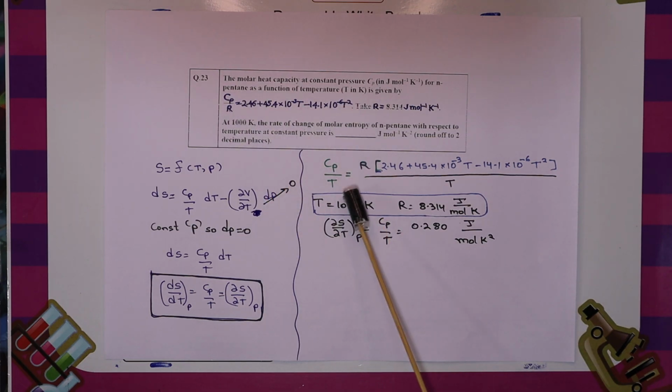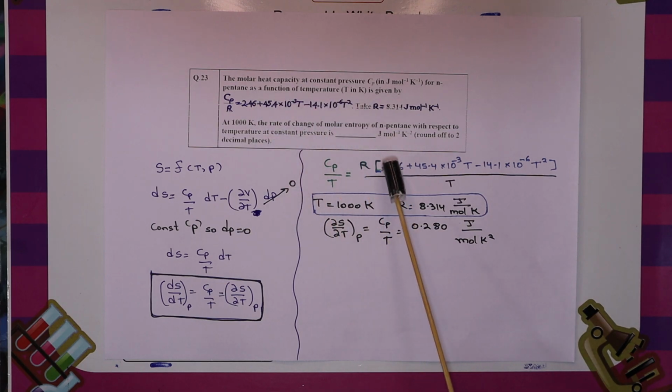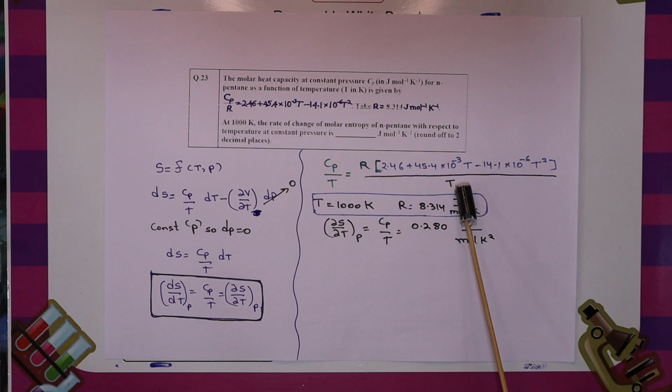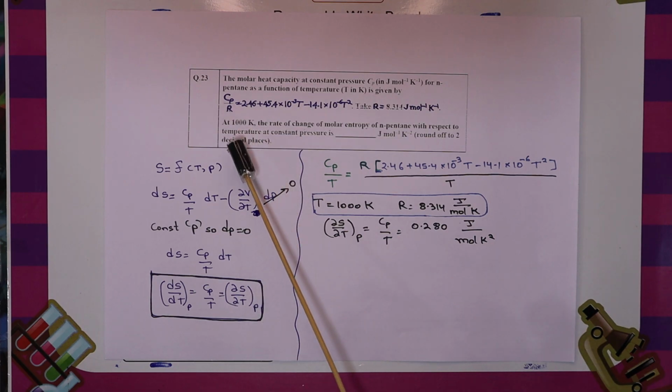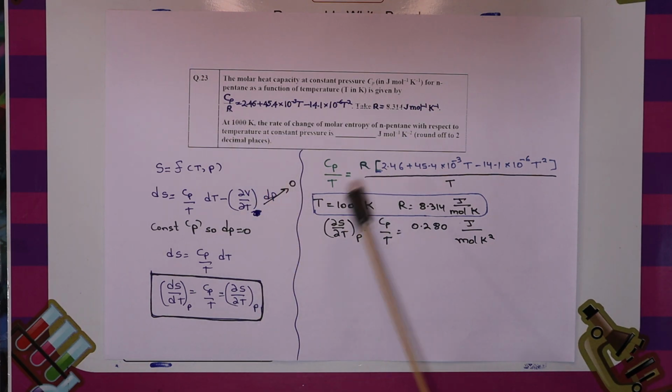Therefore, Cp by T is nothing but R into this particular entire expression divided by T, which is kept as a symbol T. So at what temperature are we supposed to calculate this rate of change of entropy with respect to temperature? At 1000 Kelvin. So everything is provided. Put temperature equal to 1000 Kelvin and R equal to 8.314, and finally, dou S by dou P is nothing but Cp by T, 0.280 joule per mole Kelvin square.